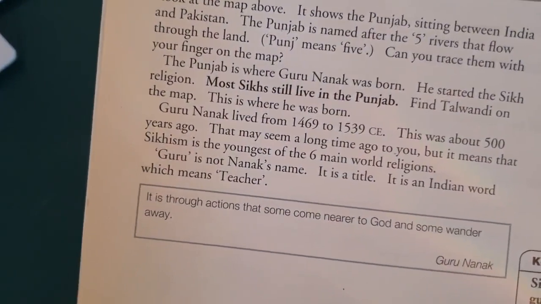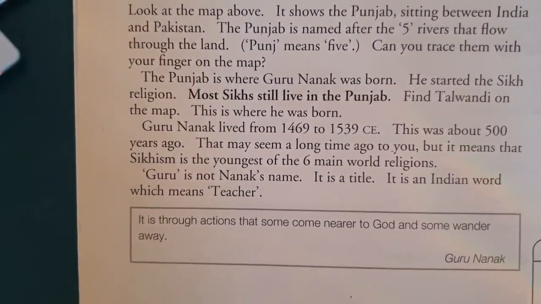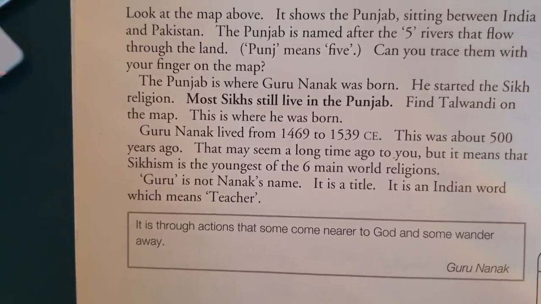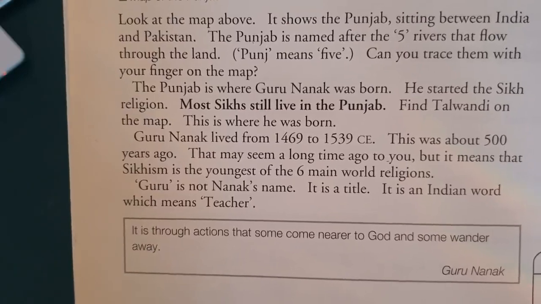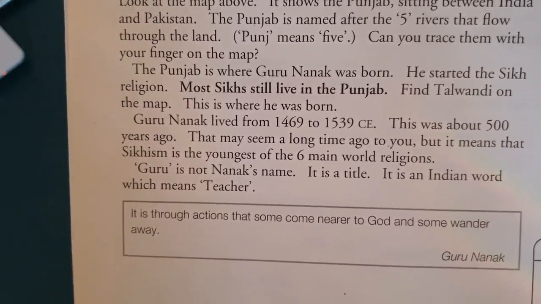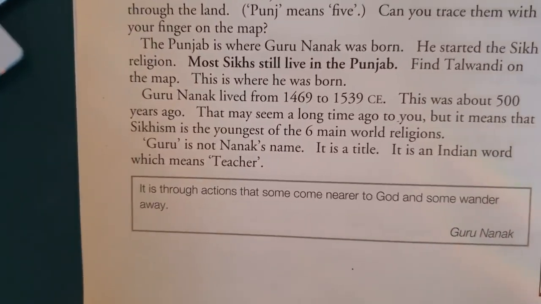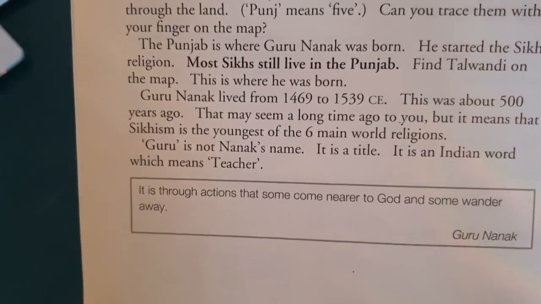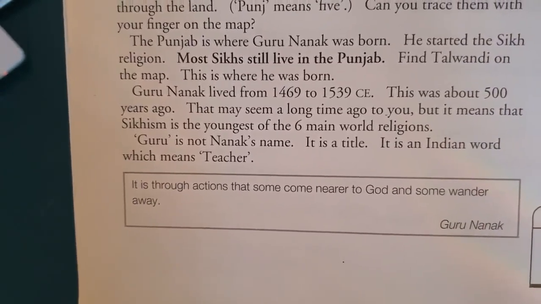Guru Nanak lived from 1469 to 1539 CE. This was about 500 years ago. That may seem a long time ago to you, but it means that Sikhism is the youngest of the 6 main world religions. Guru is not Nanak's name, it's a title, an Indian word which means teacher. And Guru Nanak said it is through actions that some come nearer to God and some wander away. That's kind of true. Good quote there.